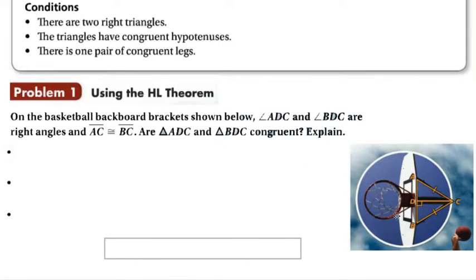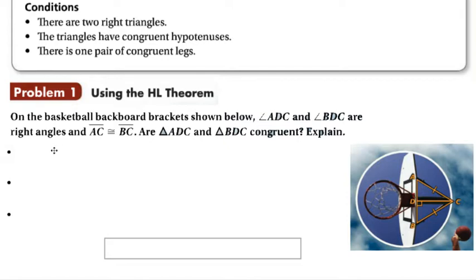So there's a basketball backboard here, and the way that it's secured to the pole by brackets is shown in the picture. And they're telling us that angles ADC and BDC are right angles, so we've got that marked, that there are right angles there. AC and BC are congruent, so those are the hypotenuses, right? Each of the hypotenuses is congruent. And they're asking us, are those two triangles congruent?